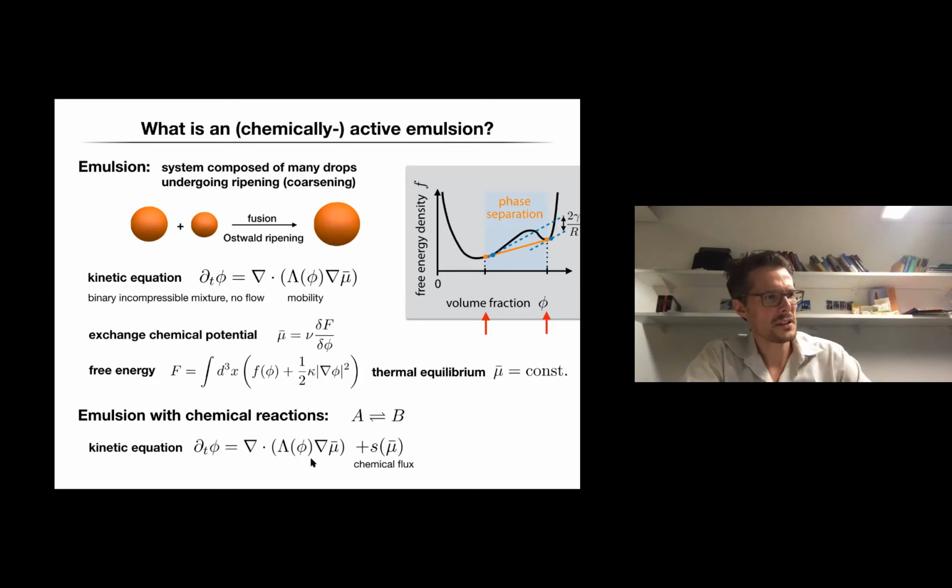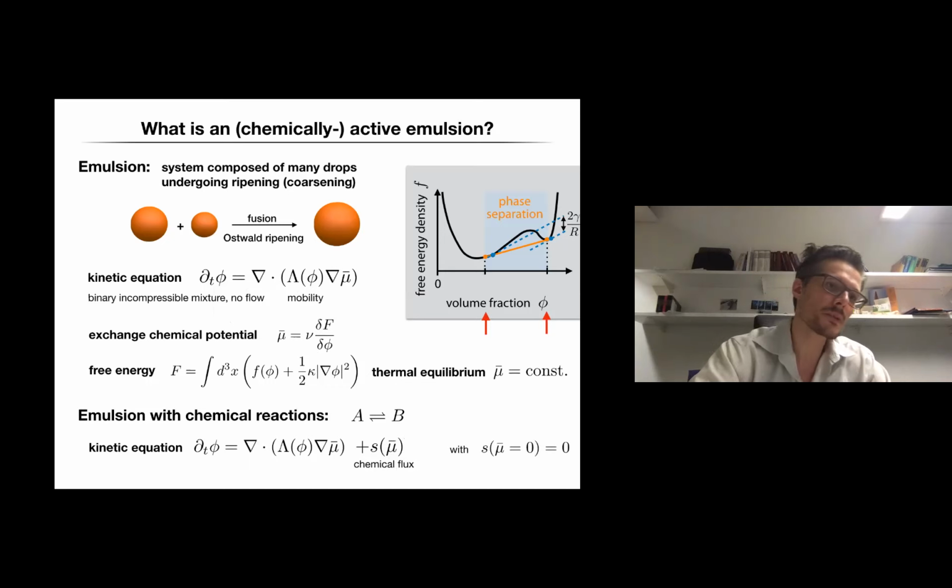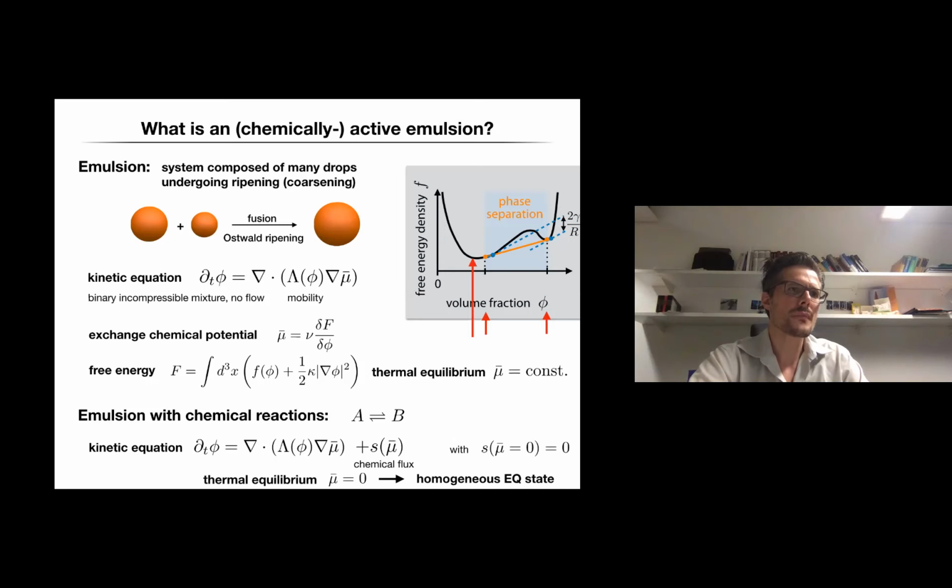You still have the fluxes that move the molecules in your mixture, but you would supplement this equation with a chemical flux. But for a system that approaches thermodynamic equilibrium, this chemical flux has a very important constraint. It has to vanish as the chemical potential is 0. What does the chemical potential 0 correspond to? It actually corresponds to the global minimum of this free energy.